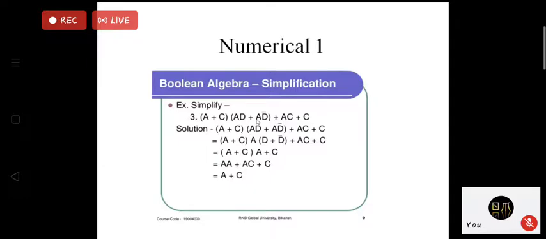So it is not there in your curriculum. It is specifically mentioned that by K-map there are no numericals expected. So this is by using Boolean algebra.